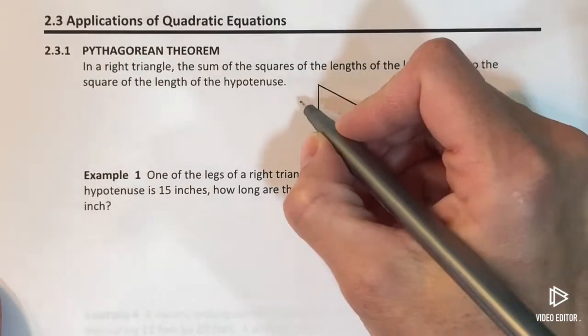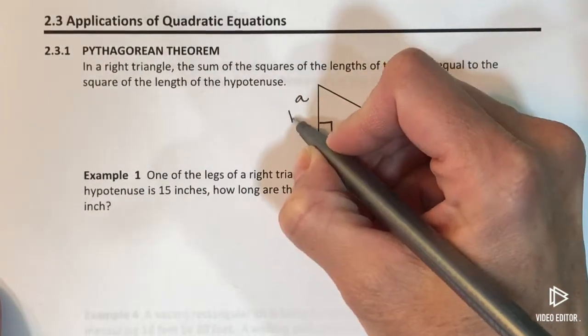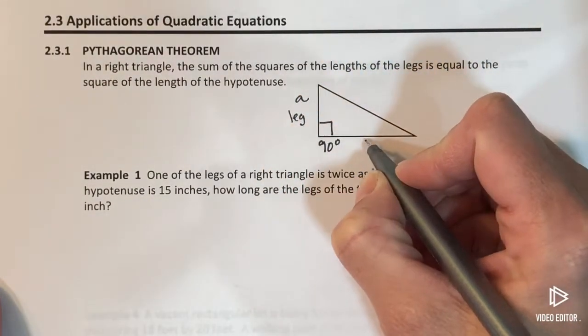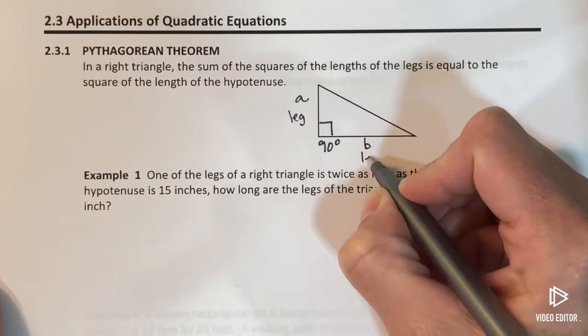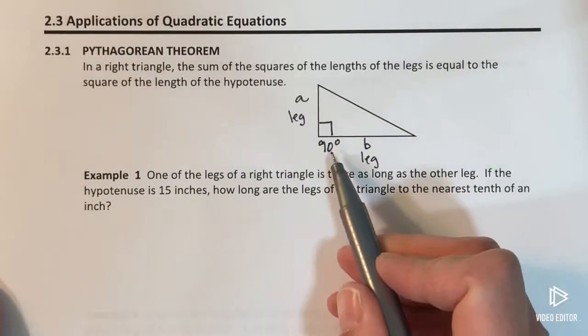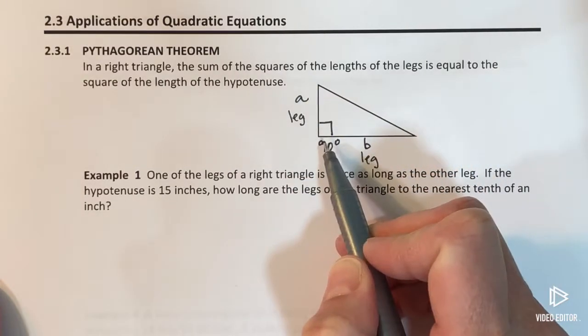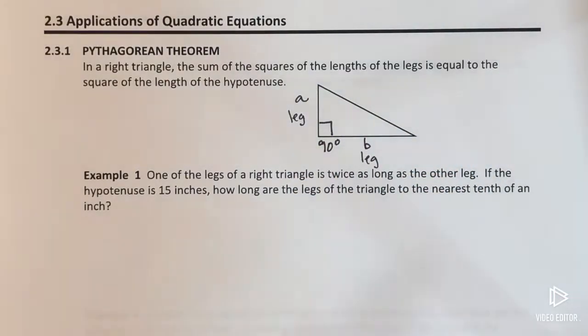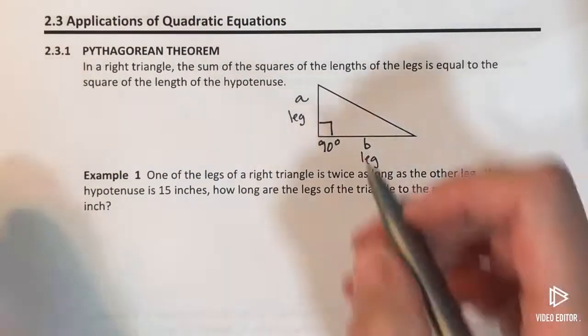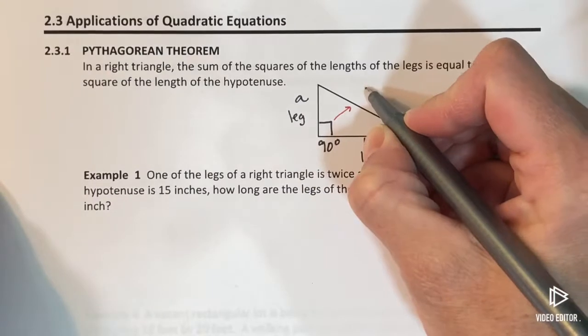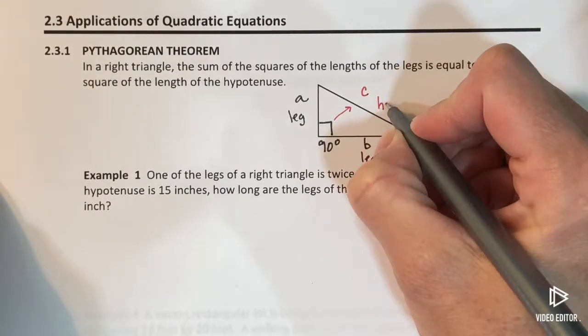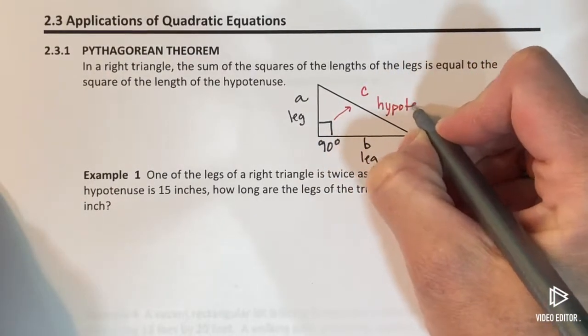So let's label what we have. We have an A here, and this is a leg. I'm going to call this down here B, and it's a leg. No matter how your triangle looks, whatever two sides come together to form that 90-degree angle, those are your legs. Then the side opposite that 90-degree angle we call side C, and it's the hypotenuse.